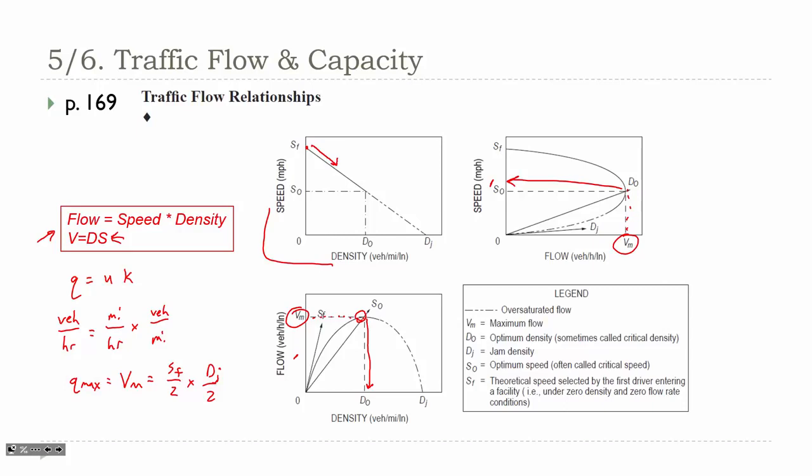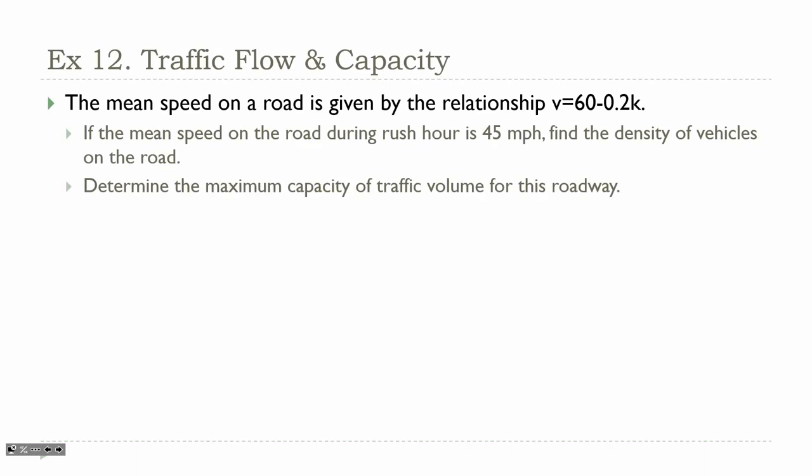So that's another relationship that you can kind of look at the charts and see. Mean speed on a road is given by the relationship S equals, and sorry, this should be D for density, and this should actually be S for speed. So this is a speed density relationship, 60 minus 0.2 times D. If the mean speed on the road during rush hour is 45 miles an hour, find the density of vehicles on the road.